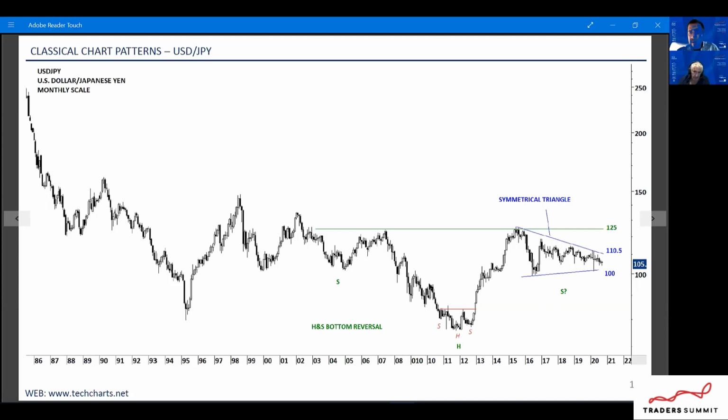Now you can see that this bottom reversal also formed as a small head and shoulder. So shoulder, head, shoulder, that acted as a reversal inside the big chart pattern. When you look at that, it's been doing nothing for 7 years except developing the symmetrical triangle. So usually from those low volatility conditions, strong breakouts and strong trend periods emerge.